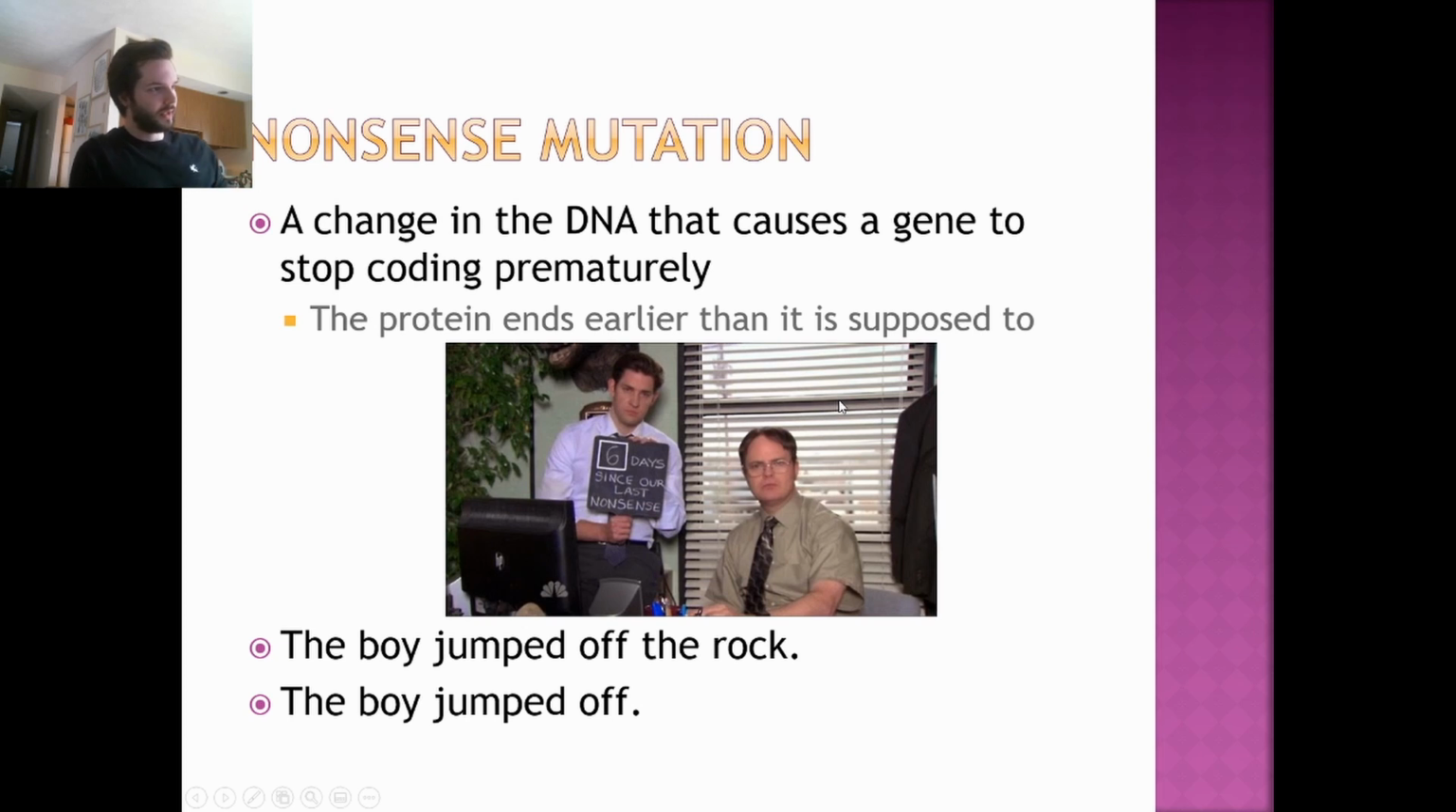Nonsense mutation. There's your Office reference for all of you that care about The Office. But anyway, a nonsense mutation means that the protein was stopped early. So you cut it off before it's done being produced. Going back to the recipe example, let's say you're halfway through making a cake and you've added half the ingredients and then someone says, all right, time's up, put it in the oven, we're good to go. Your cake's not going to come out right.